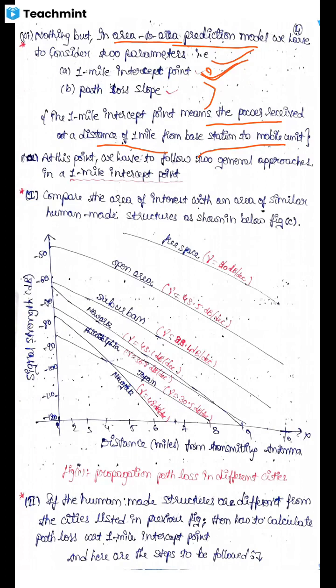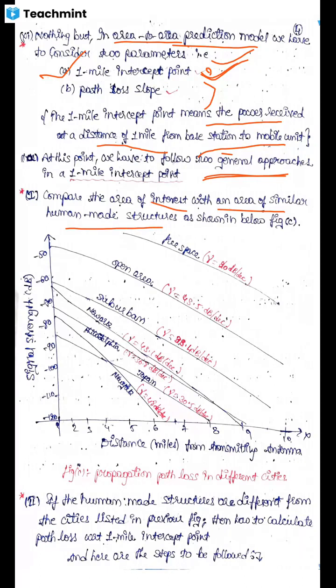And considering this 1 mile intercept, I will go for two general approaches. Clear? Now we are in this 1 mile intercept point. You already know this 1 mile intercept point means the power received at a distance of 1 mile from base station to mobile unit. So in this 1 mile intercept point, I am considering two general approaches. One approach is comparing the area of interest with an area of similar human-made structures, as shown in the figure.